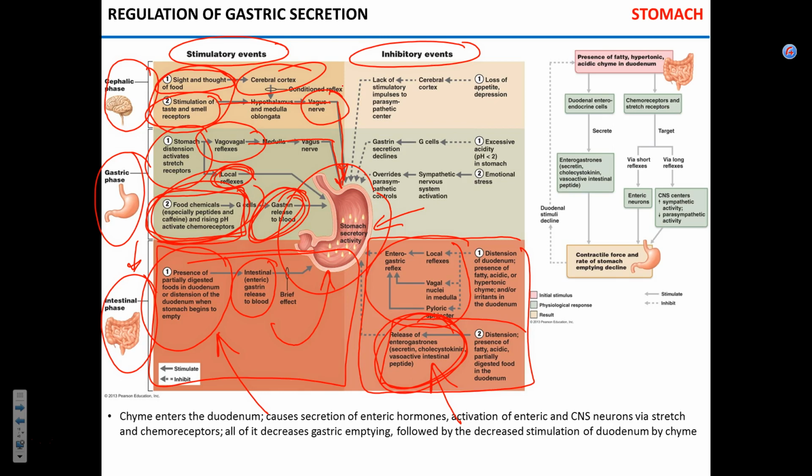We're clear. Now, what are inhibitory events at the cephalic and the gastric phases? Cephalic, depression, loss of appetite. You don't want to eat. That's psychological. Does that make sense?